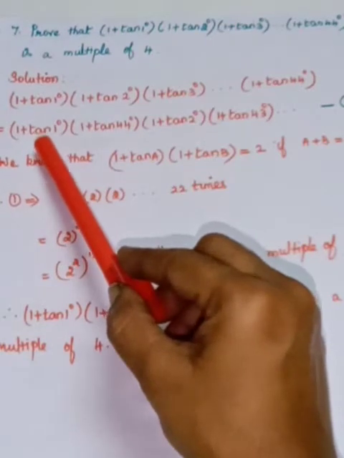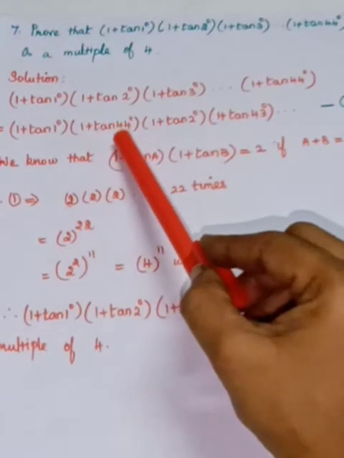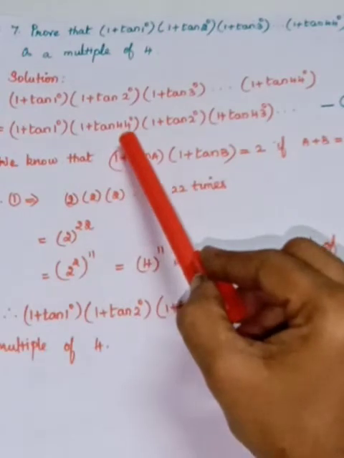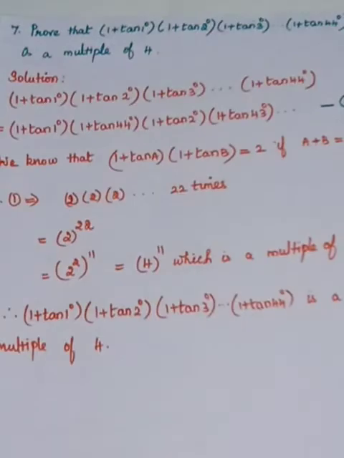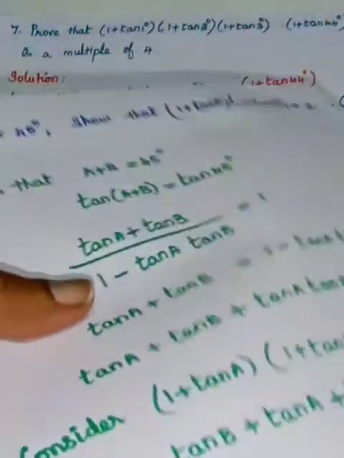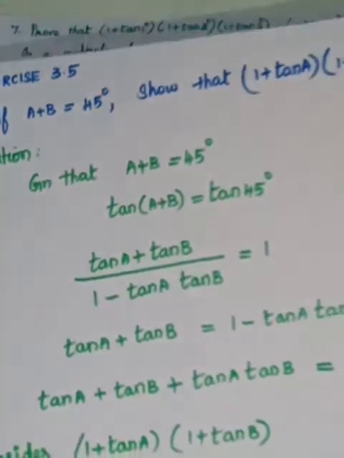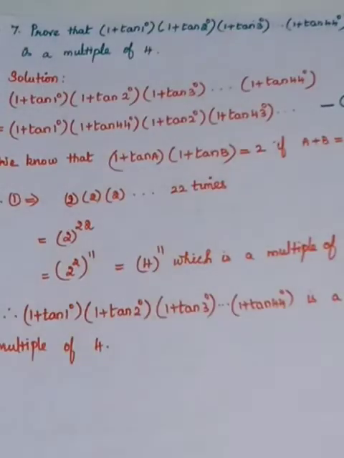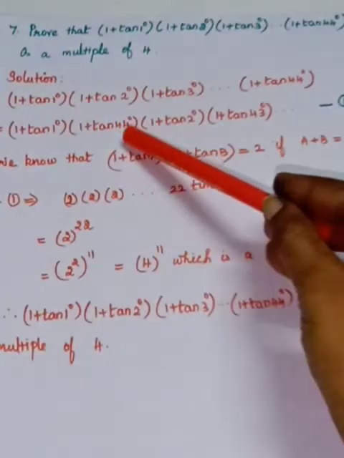So, it is in the form of (1 plus tan A) into (1 plus tan B). And you see the sum of these two angles, 1 plus 44 degrees. What is 1 plus 44 degrees? That is 45 degrees. So, in the sixth problem, what result have we proved? If a plus b is equal to 45 degrees, (1 plus tan a) into (1 plus tan b) is equal to 2. Okay, so here I am going to group the first term and the last term, and the addition of the angles is 45 degrees.